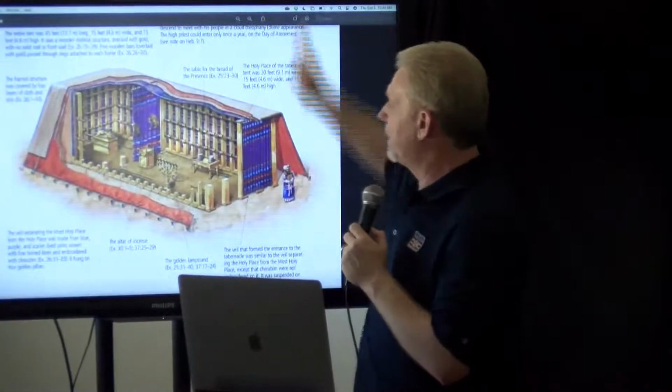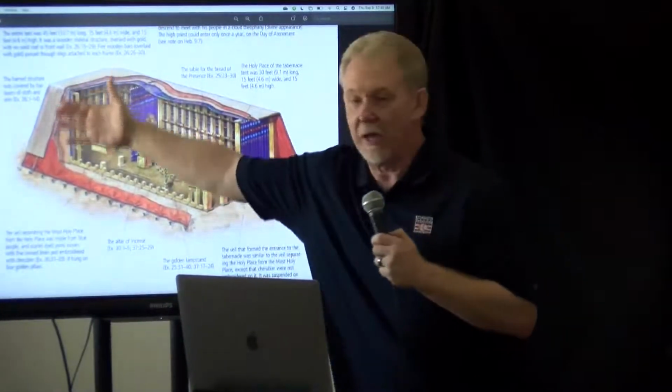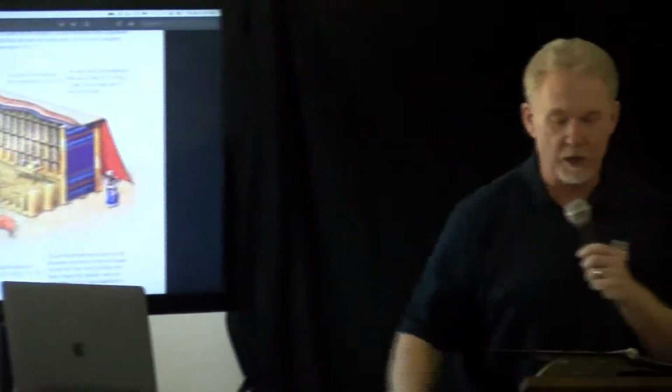All right. The table of showbread was on the north side, okay? So once again, north. If this is east, that would be north. This is south, and that's west. So the table of showbread was on the north side of the tabernacle, and the lampstand was toward the south, and the furniture in the holy place spoke of three great obligations of walking with God: prayer, which is the altar of incense, which we haven't gotten to yet; fellowship, which was the table of showbread; and to receive illumination from God, which was the lampstand.